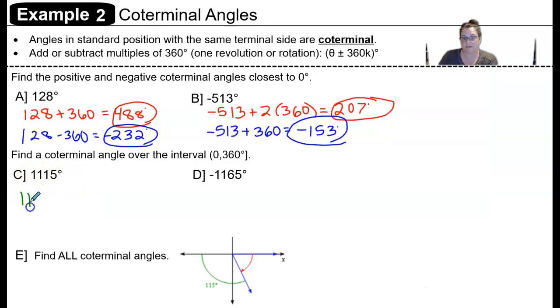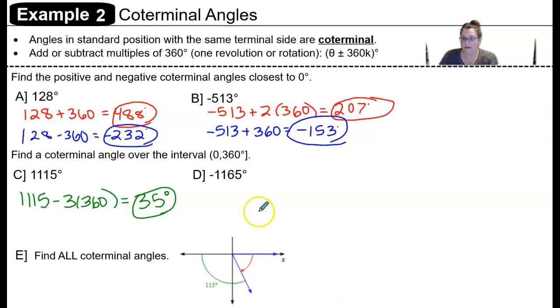So 1,115, and then we subtracted 3 rotations around the circle. So 3 times 360, and that got us a positive coterminal angle of 35 degrees, and that 35 degrees is within the specified interval.